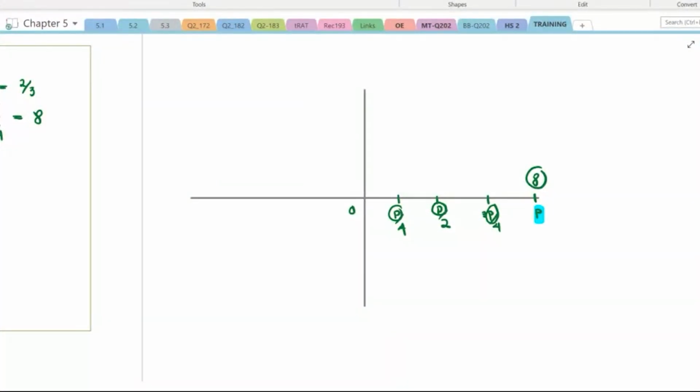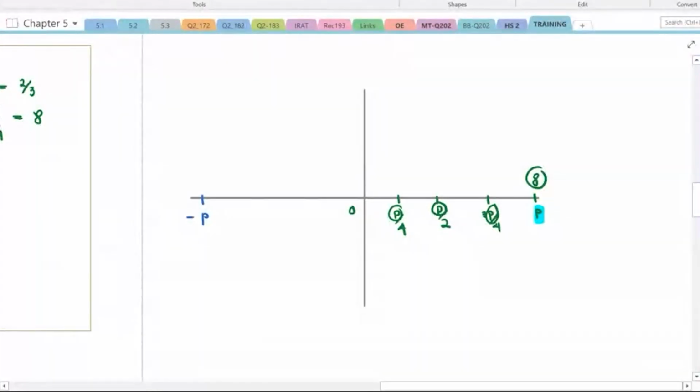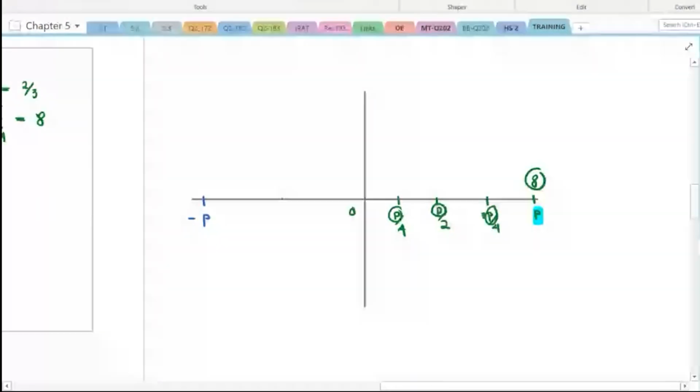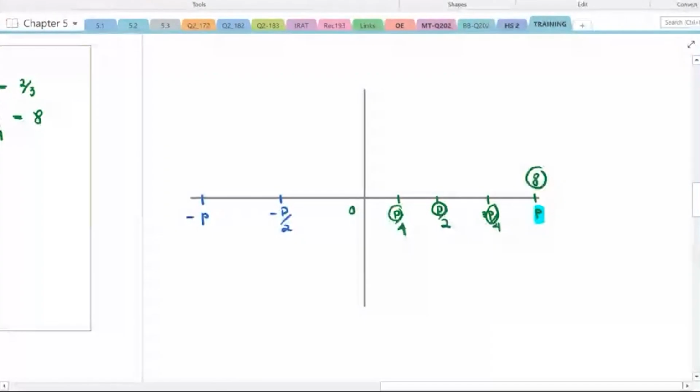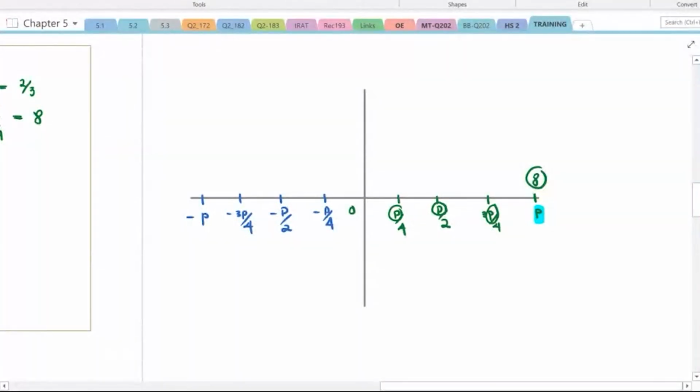Now, similarly, when I want to go to the negative part, the same story. This is going to be minus P, this is going to be minus P over 2, and this is going to be minus 3P over 4. And this one here is going to be minus P over 4. And easily you get the points. Is that clear? Thank you.